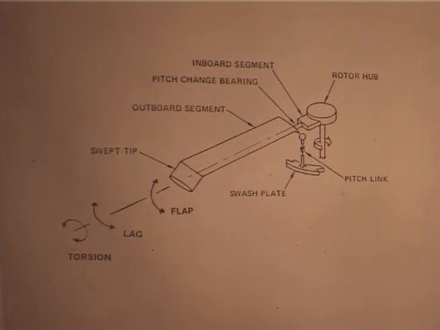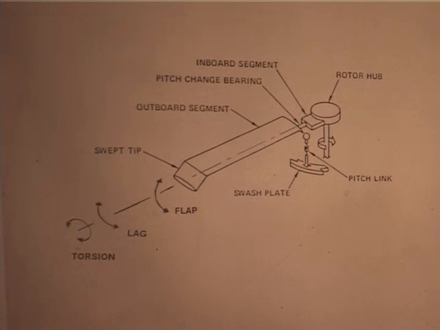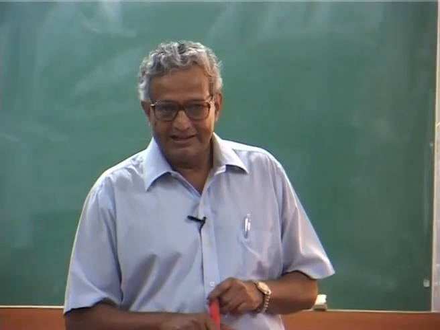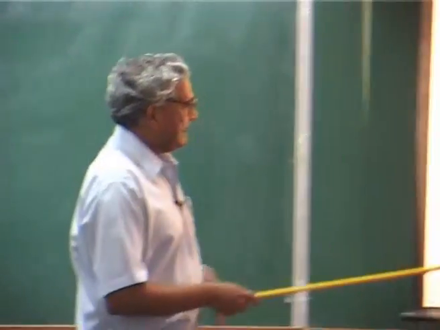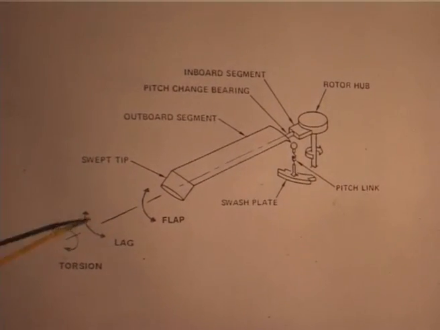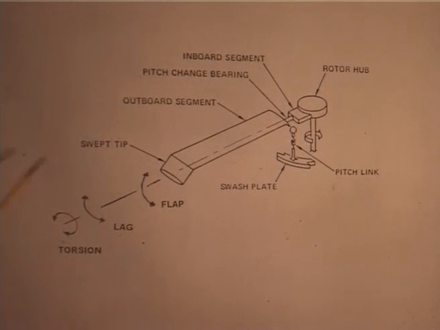Even now, it is not fully clear which tip shape is the best for what. Each company has evolved with a particular tip shape and they use that particular shape. You will find a variety of shapes. And of course, this is the flap motion, this is a lead-lag motion and this is a torsional motion. When I say torsion, it means the elastic torsion.